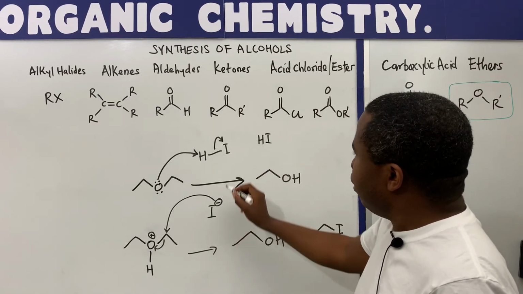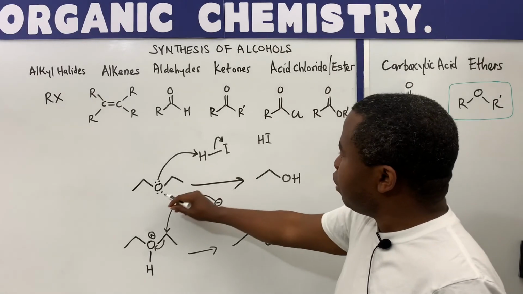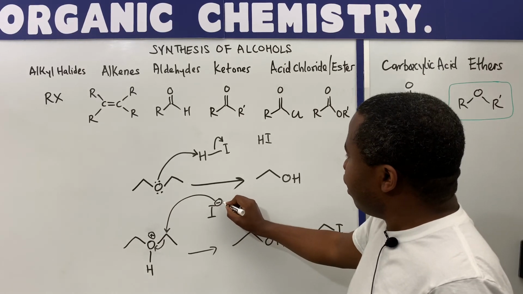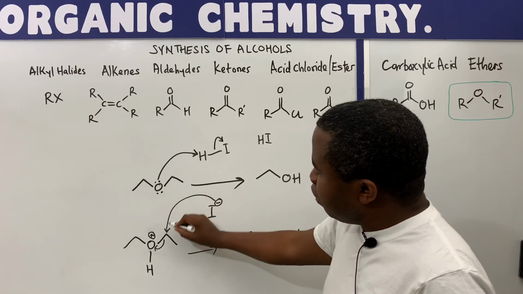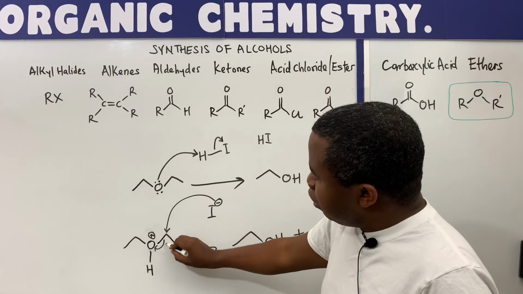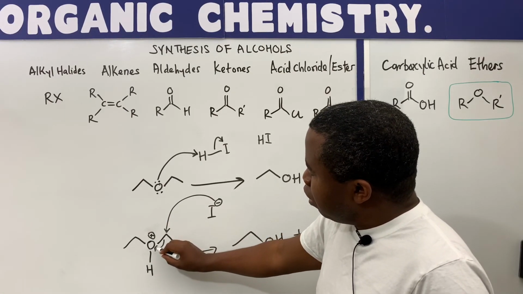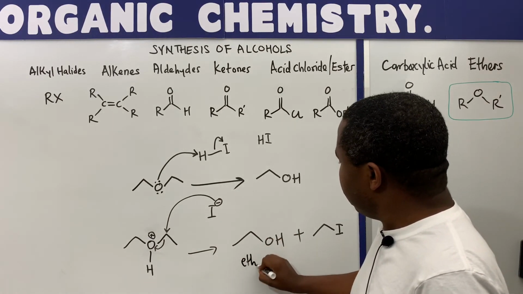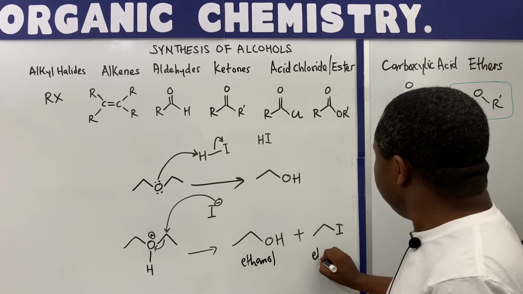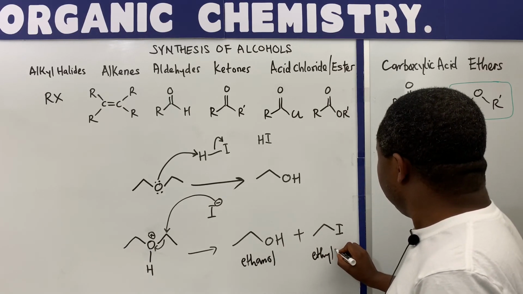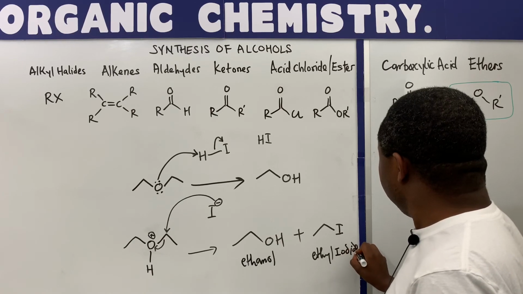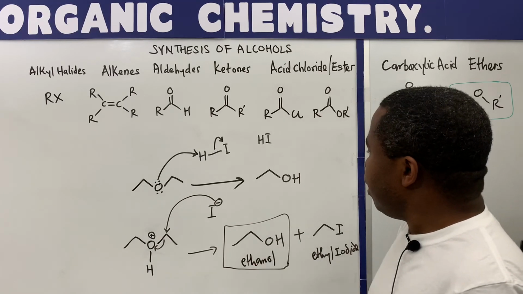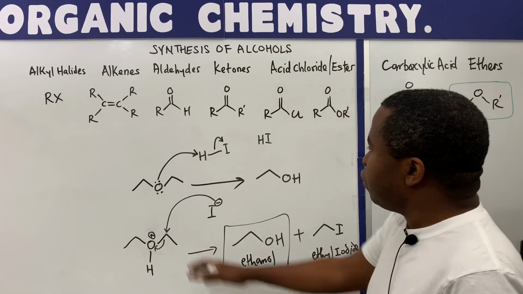And as we can see, the first step is the protonation of the ether oxygen, and then the iodide ion does a nucleophilic attack on the carbon, and the electron here is taken up by the oxygen atom to form the final product ethanol and ethyl iodide, the side product. So this is the product of interest. So we can see here that we form the alcohol from ethers.